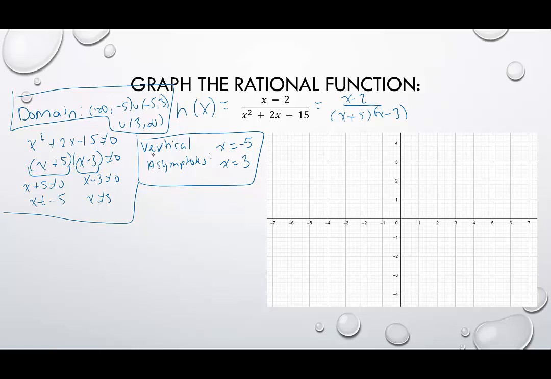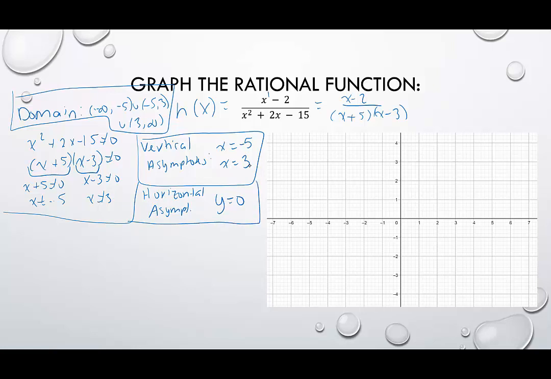What do we look for? We start with the degree of the numerator, which is going to be 1, and the degree of the denominator is 2. When the degree of the numerator is smaller than the degree of the denominator, there's a horizontal asymptote at y equals 0. So we're going to have a horizontal asymptote at y is equal to 0.